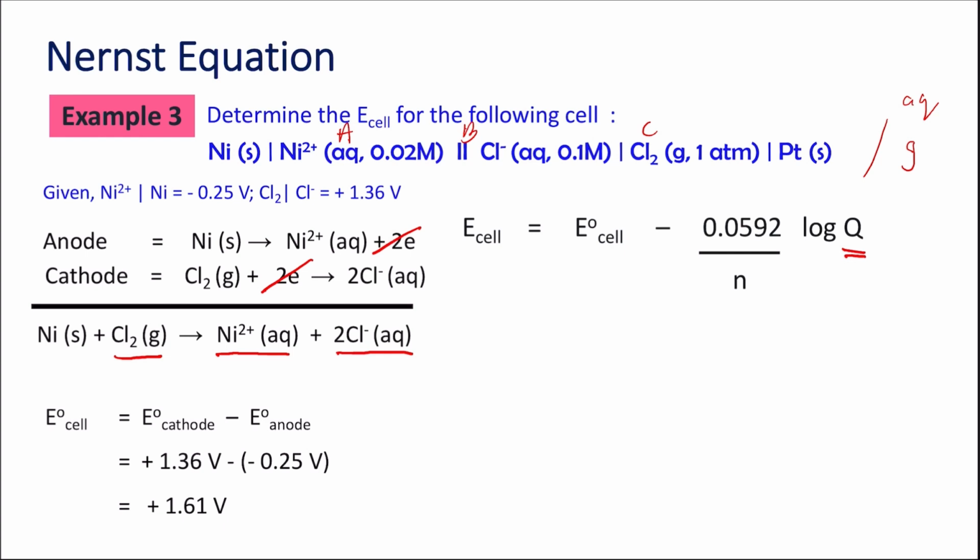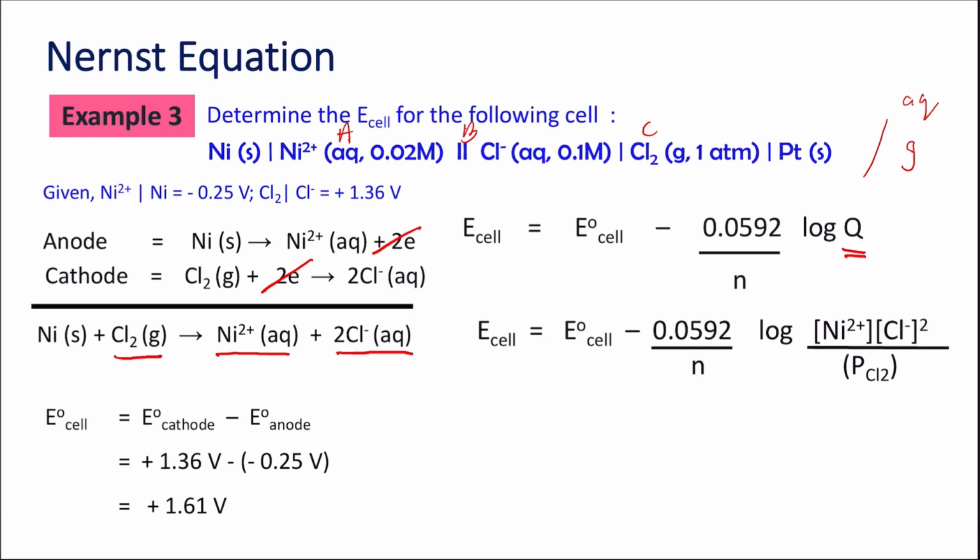Untuk bahagian produk kita ada 2 species, bahagian reactant kita ada 1 species. So put it in your expression like this one. Jangan lupa Cl minus ada 2 koefisien dekat depan, so dia jadi square. And then awak akan masukkan value.